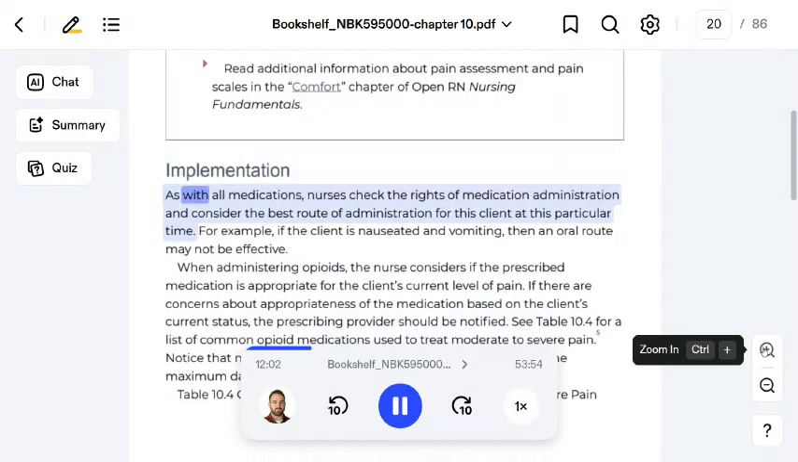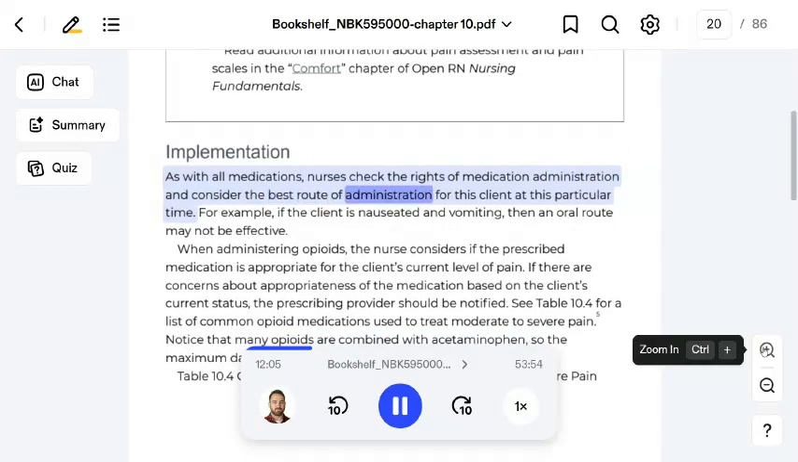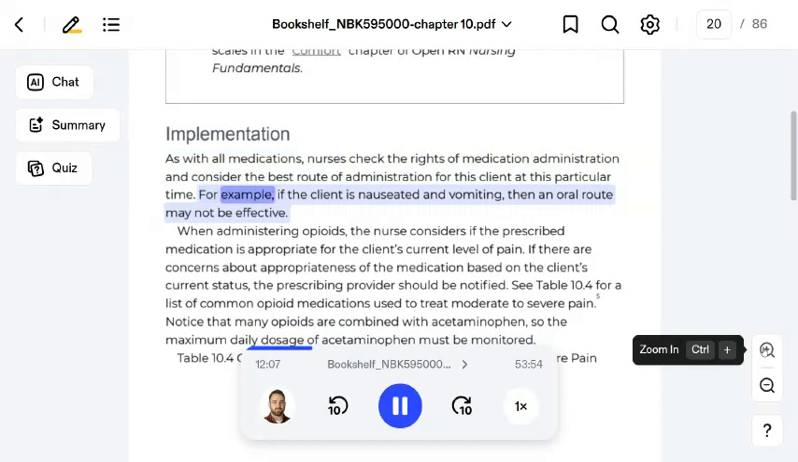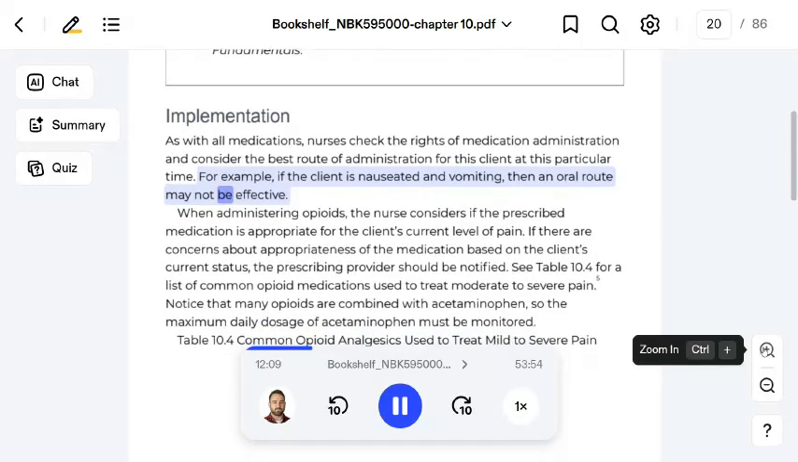Implementation. As with all medications, nurses check the rights of medication administration and consider the best route of administration for this client at this particular time. For example, if the client is nauseated and vomiting, then an oral route may not be effective.